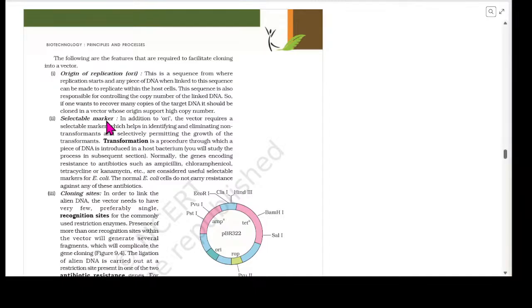Number two, selectable marker. In addition to ORI, the vector requires a selectable marker which helps in identifying and eliminating non-transformants and selectively permitting the growth of the transformants. Transformation is a procedure through which a piece of DNA is introduced in a host bacterium. Normally, the genes encoding resistance to antibiotics such as ampicillin, chloramphenicol, tetracycline or kanamycin, etc. are considered useful selectable markers for E. coli. The normal E. coli cells do not carry resistance against any of these antibiotics.